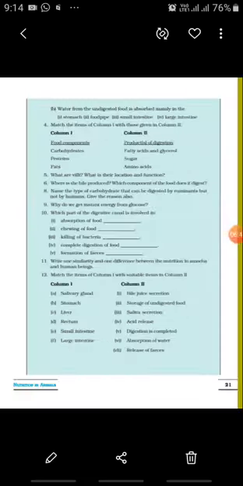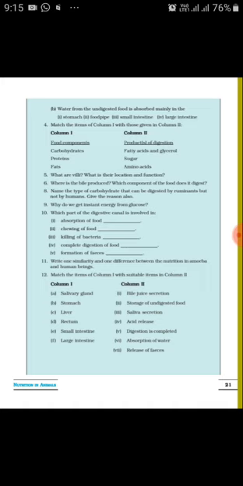Okay. Now come to question B. Water from the undigested food is absorbed mainly in option 1. Stomach, 2. Food pipe, 3. Small intestine, 4. Large intestine. Water from the undigested food is mainly absorbed in the large intestine. So the answer is large intestine.